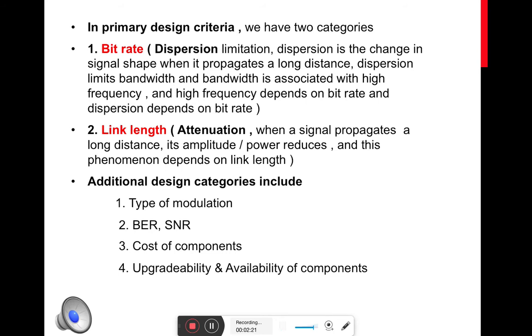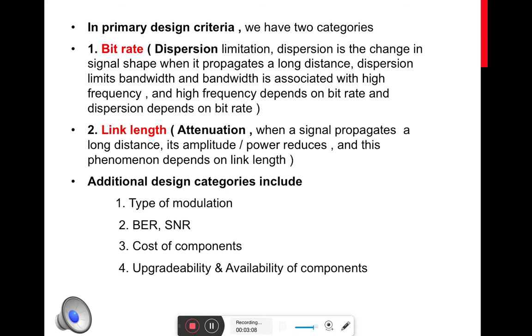And the next factor is length. So what is link length? Associated with link length is attenuation. What is attenuation? Attenuation is a process by which, when a signal is being transmitted from the transmitter to a receiver, the intensity of the signal, the amplitude or the power of the signal, reduces. And this reduction of the signal is dependent upon the link length. The link length is the distance from the transmitter to receiver, the spacing between the repeaters or the regenerators. As the link length increases, the power or the amplitude of the signal reduces. So link length is associated with attenuation.